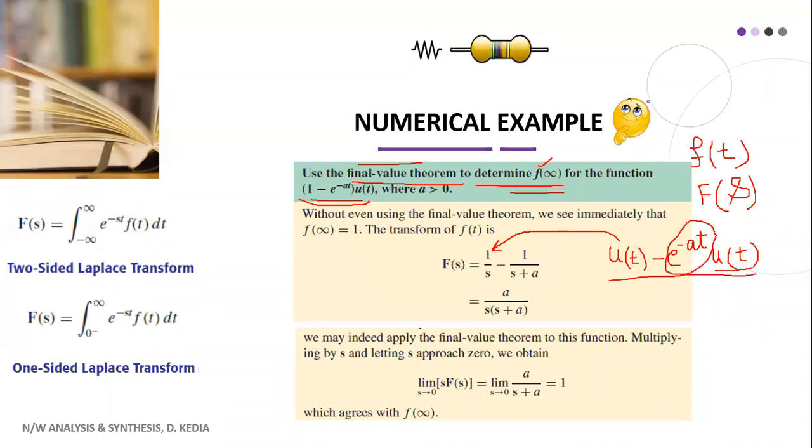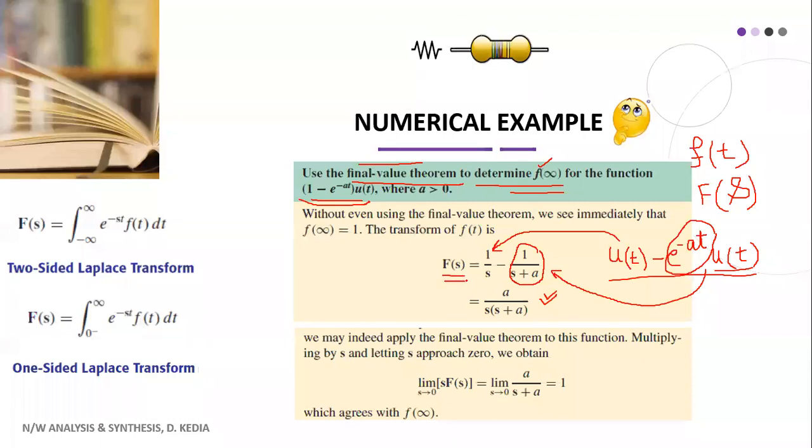So which property do we come across? This is nothing but the frequency shifting property. So here you have minus a, in frequency you'll have plus a. So the Laplace transform of e raised to power minus at u(t) will be 1 upon s plus a. So 1 upon s has been changed to 1 upon s plus a. And since there was a minus sign in between, you also have a minus sign. Now you take the LCM, s into s plus a, and in the numerator you get this. So this is what you get as F(s).